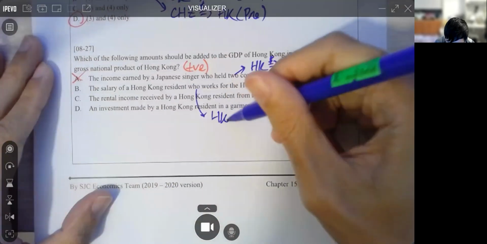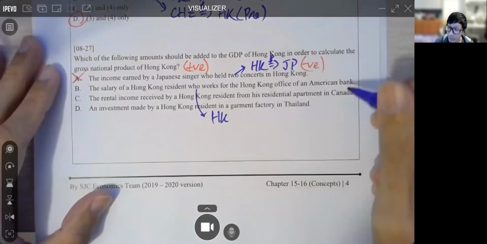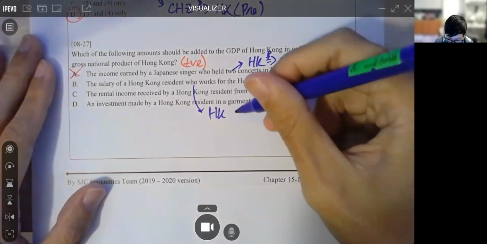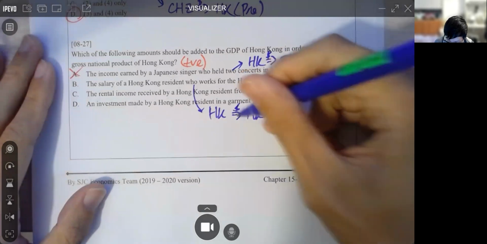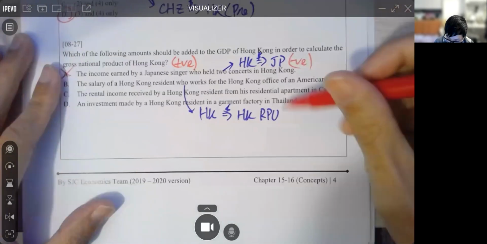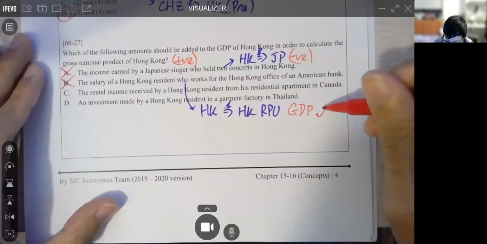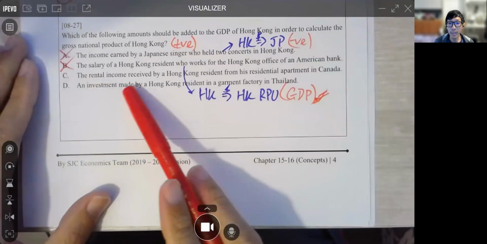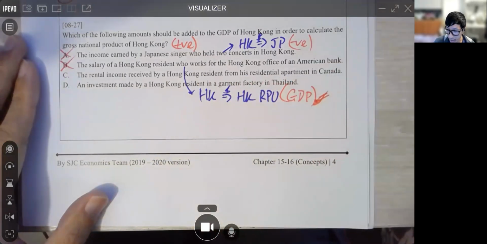嗱，小心啦。B, a Hong Kong bank 係嘛？A Hong Kong office of an American bank，即係喺香港嘅，係咪？即係個 production 喺邊啊？Happens in Hong Kong, paying money to Hong Kong RPU. What is this? This is a native GDP item. OK，好嘛？所以係唔需要計任何嘢㗎。This is native GDP. OK。C. Rental income received by a Hong Kong resident from his residential apartment in Canada.